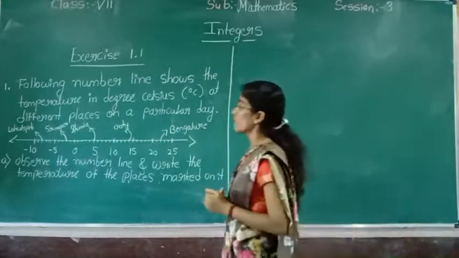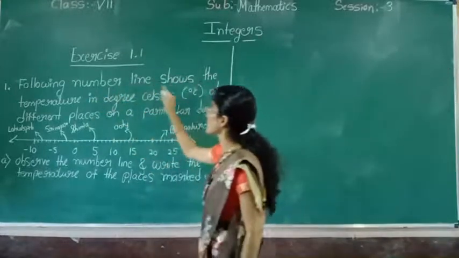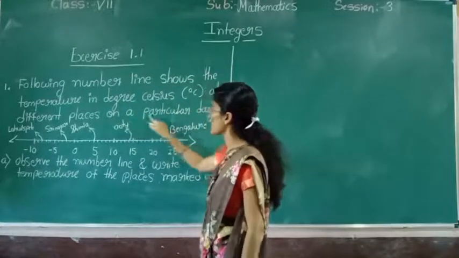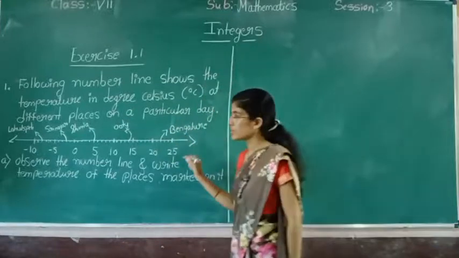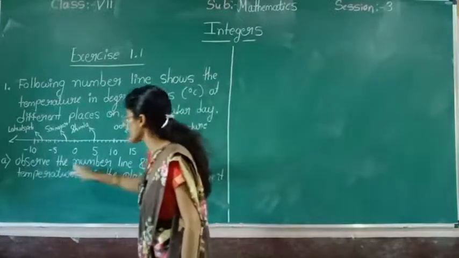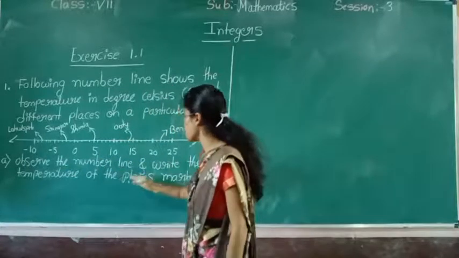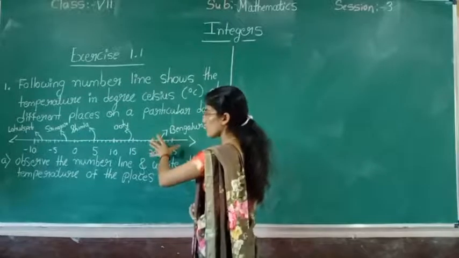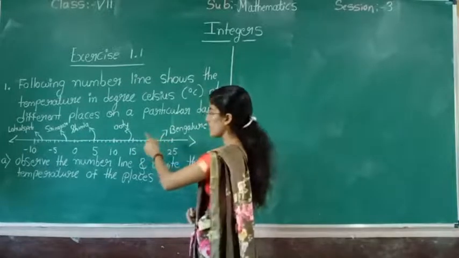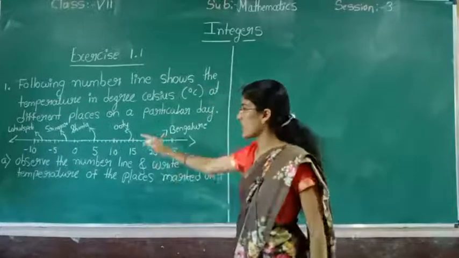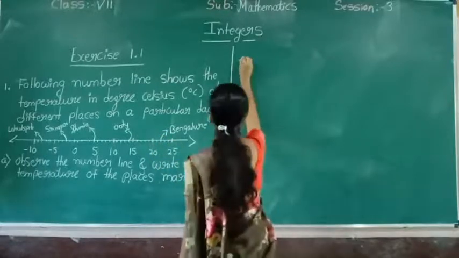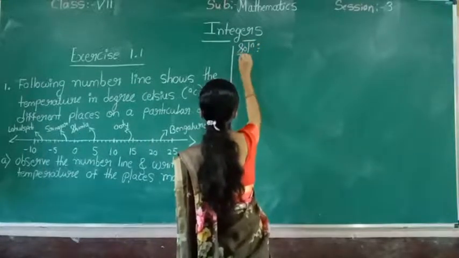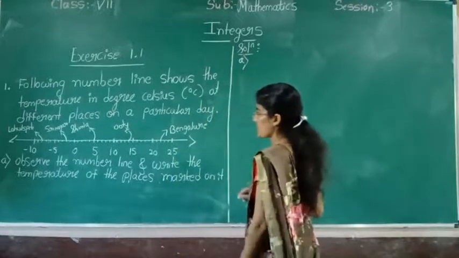The first question tells us that the following number line shows the temperature in degrees Celsius at different places on a particular day. The first sub-question is: observe the number line and write the temperature of the places marked on it. Here we have to observe this number line and write the temperature of the places they have marked.